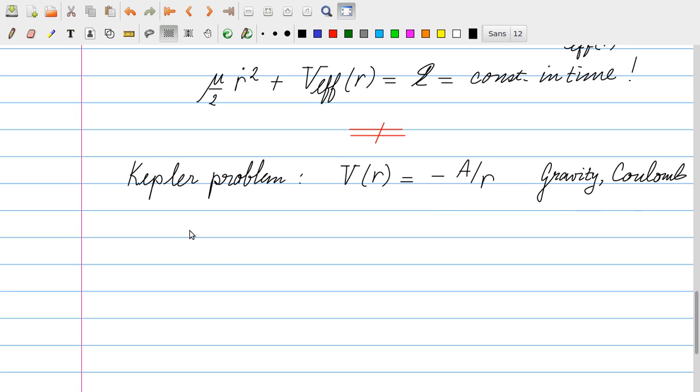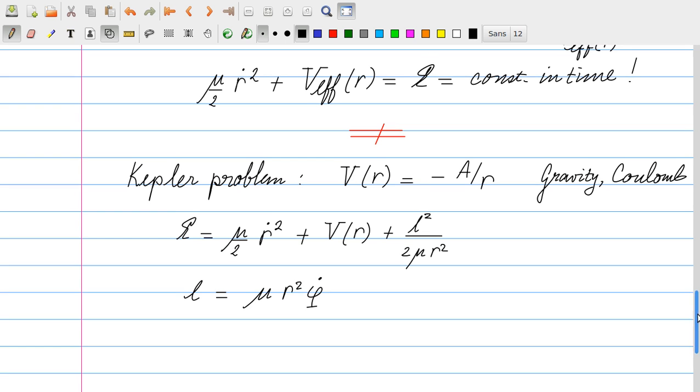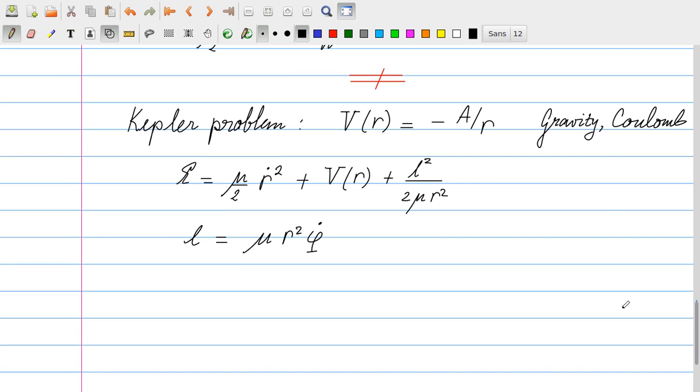So we emphasize again that we have two conserved quantities, one being E, which I will write again: it's mu over 2 r dot squared, and now I will write the V effective explicitly. It's plus the V as a function of r, so that's minus a over r, and then there is an additional term which is L squared over 2 mu r squared, where L is also a conserved quantity, it's mu r squared phi dot. So these two are conserved in time.